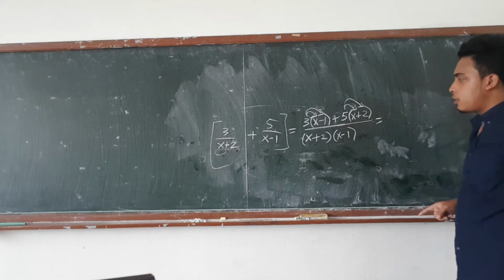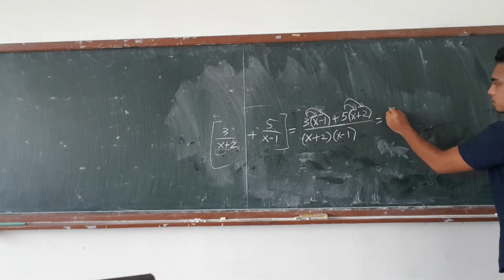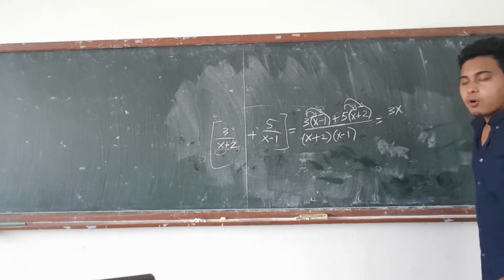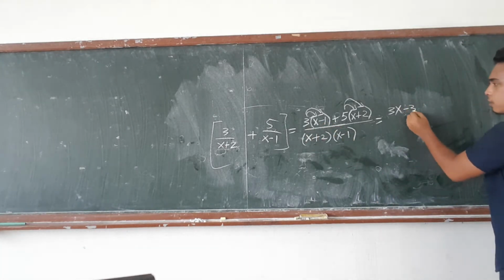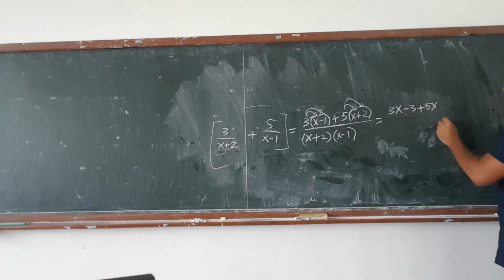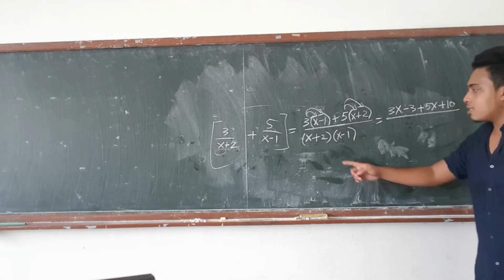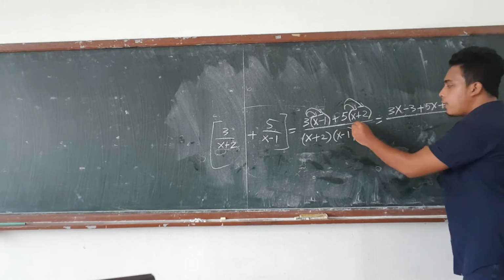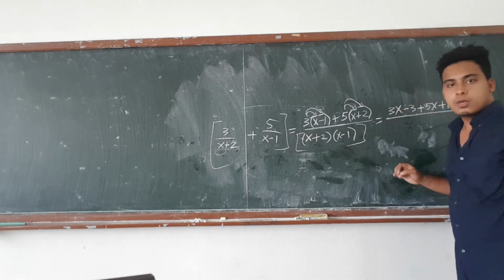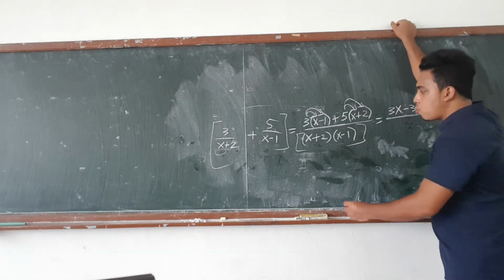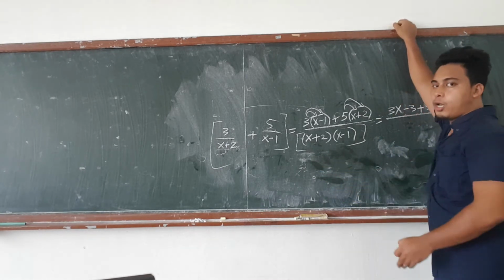So 3 times x, that is 3x. Then 3 times negative 1, that is negative 3. Plus 5 times x, that is 5x. Then 5 times 2, that is 10, over x plus 2 times x minus 1. We can also combine these two binomials, these two expressions rather. We can also combine this one by using the FOIL method.